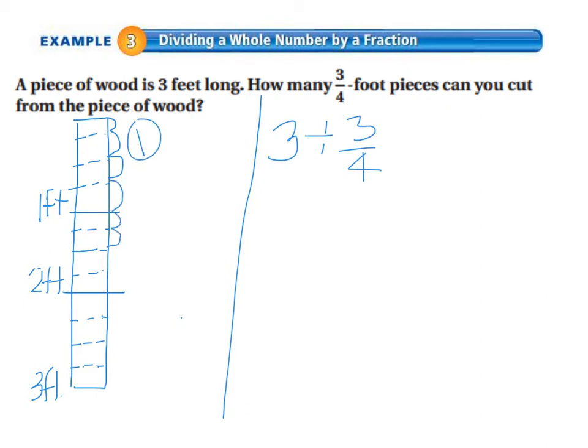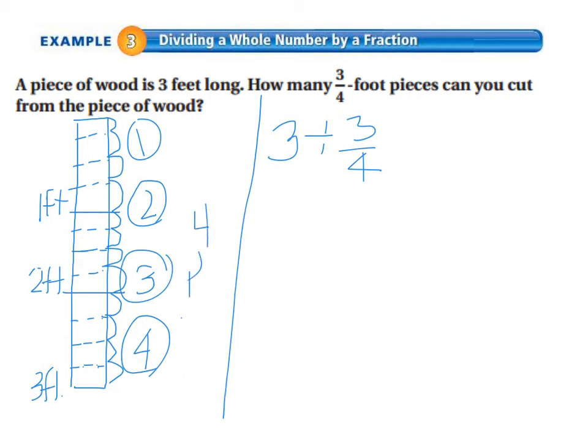1, 2, 3/4, that's 2 pieces. 1, 2, 3/4, that's 3 pieces. And 1, 2, 3/4, that's 4 pieces. So by drawing the model, I can see that I could cut 4 pieces that are 3/4 foot from this piece of wood. My answer would be 4 pieces.